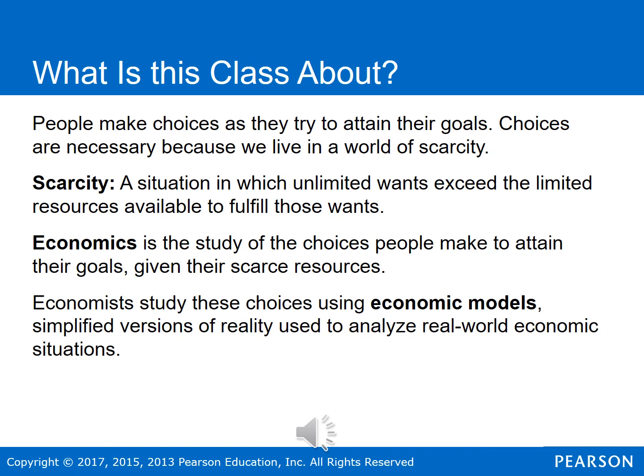We have all these different alternatives, and we have to choose between them because of limited time, limited money, limited resources, all these things. So economics is the study of the choices that people make to attain their goals, given their scarce resources. What economists do is they study these choices using economic models. So these are very simplified versions of reality. We assume away a lot of complicating factors, and we use them to analyze real-world economic situations. Now, while they don't tell us everything about the world, economic models are very useful to give us some information, to explain how people are acting or what's the result of people's actions.